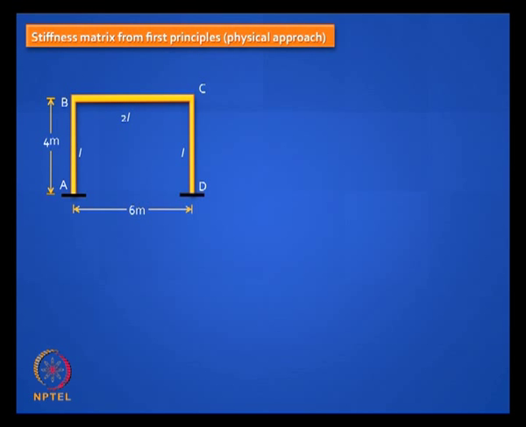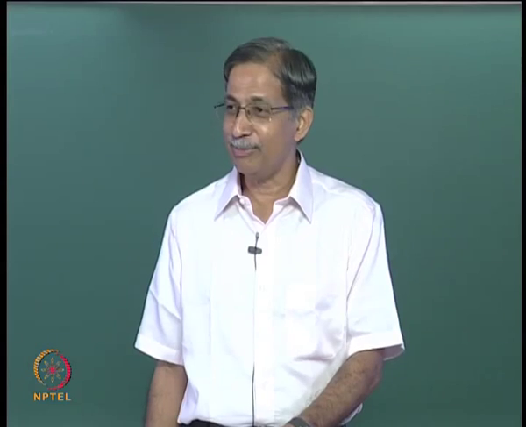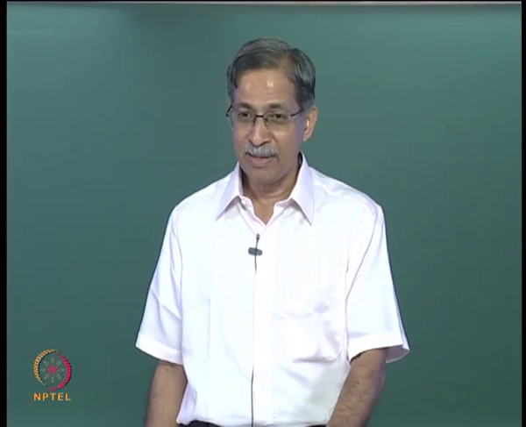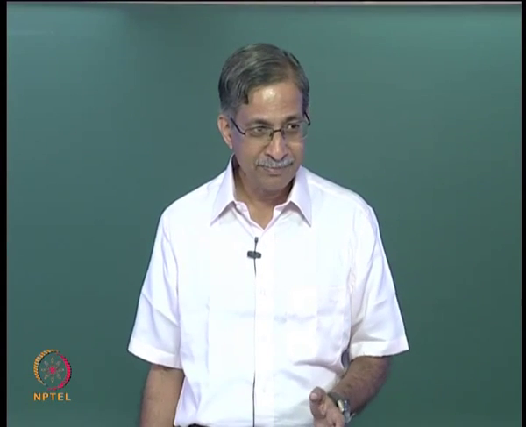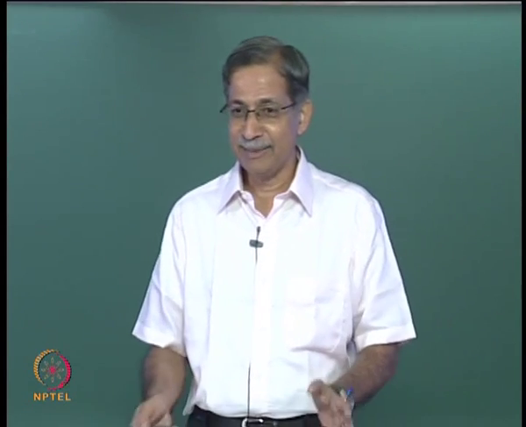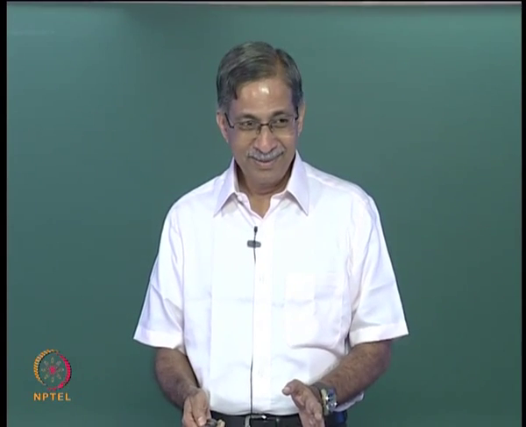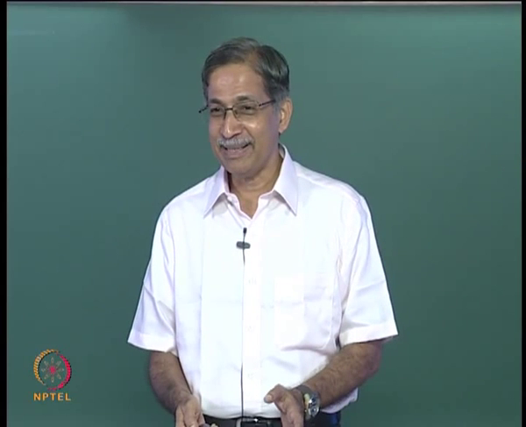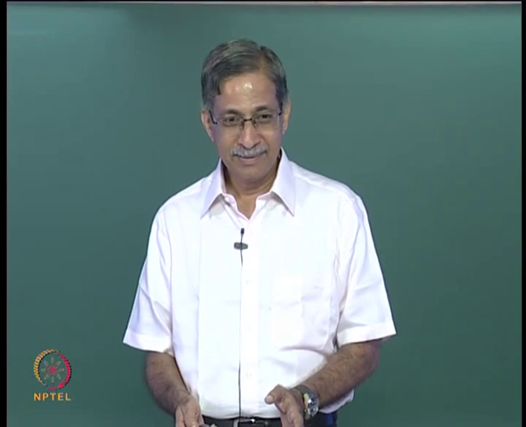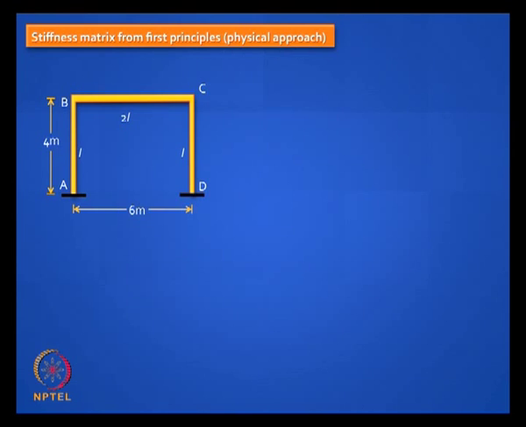Now I want us to go through the small exercise of generating the stiffness matrix of this frame from first principle. Shall we give it a try? Okay, you love it, it's simple. How many degrees of freedom are there? 3. Shall we number them? 1, 2, 3. Theta B is our first degree of freedom, theta C is our second degree of freedom, delta BC is our third degree of freedom.